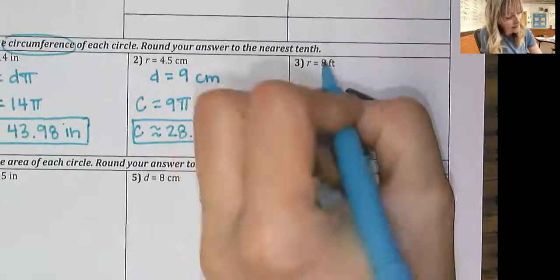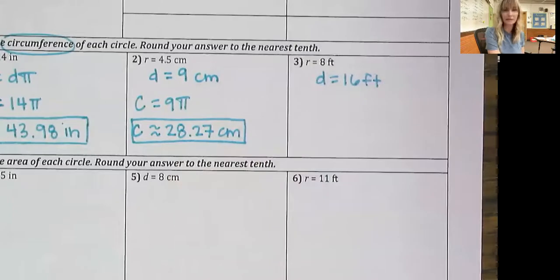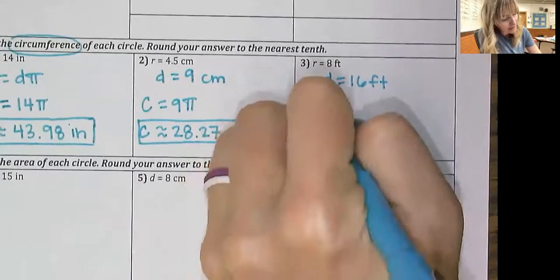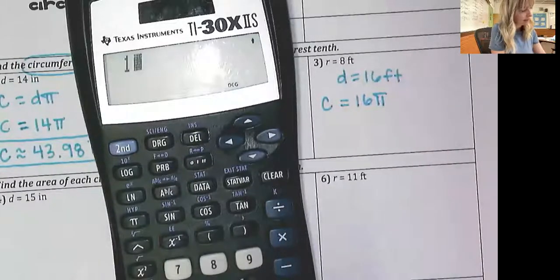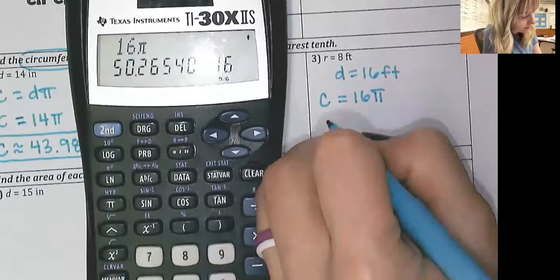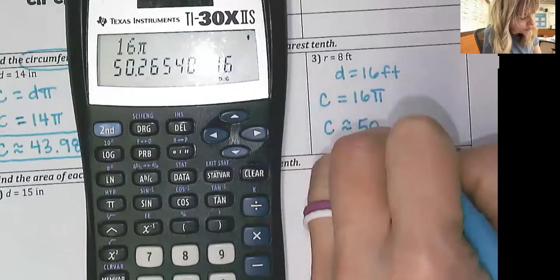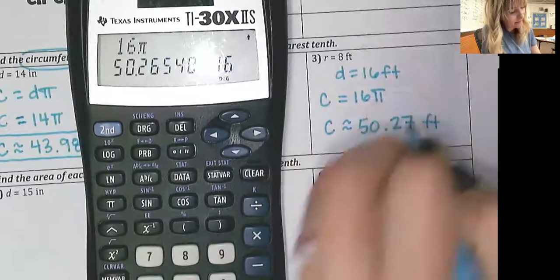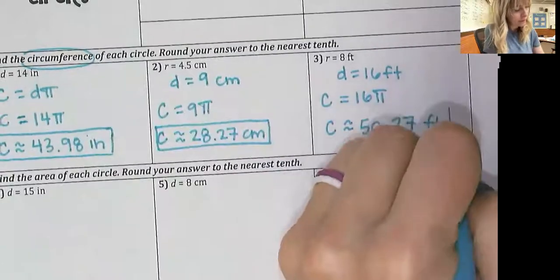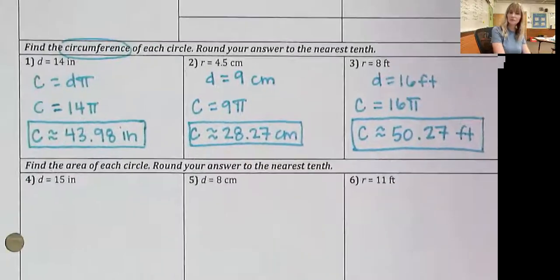Okay, radius. I need diameter, so I'm going to double that. Diameter is 16 feet. Circumference is 16 pi. This should seem nice and familiar to you. Circumference is approximately 50 point, careful with your rounding, 27, because the next number was a 5, feet. This should seem pretty familiar to you because this is what you did on your last Canvas quiz.